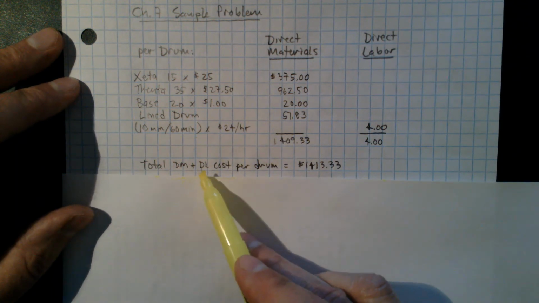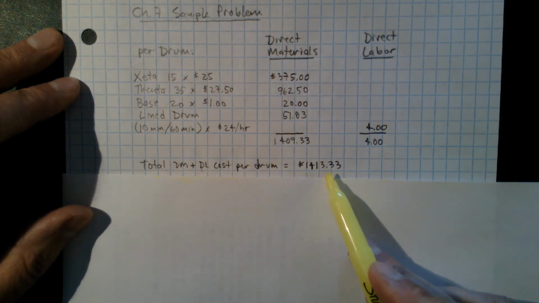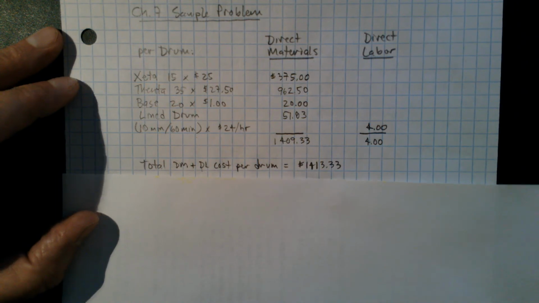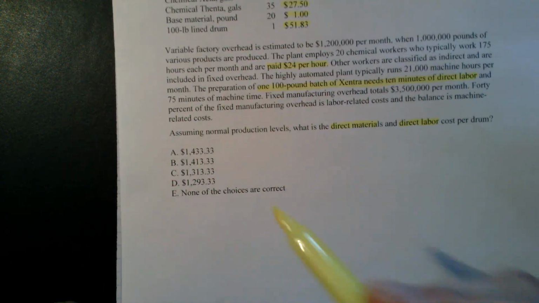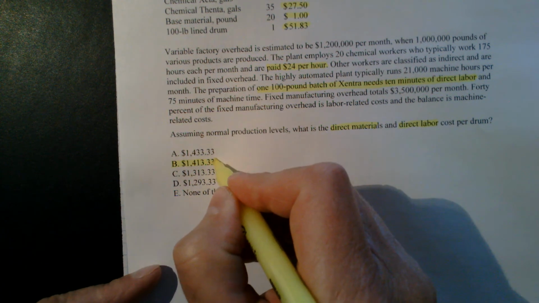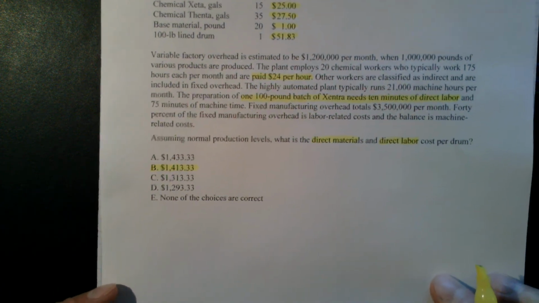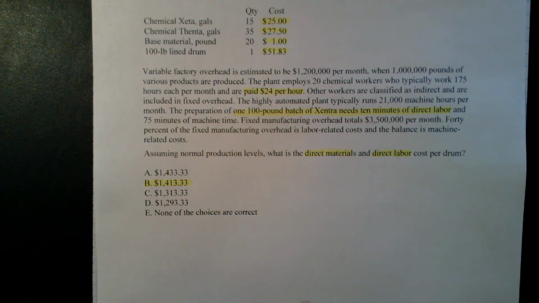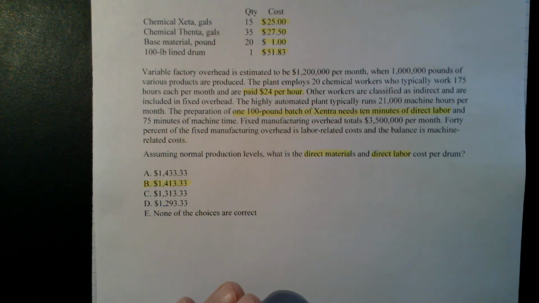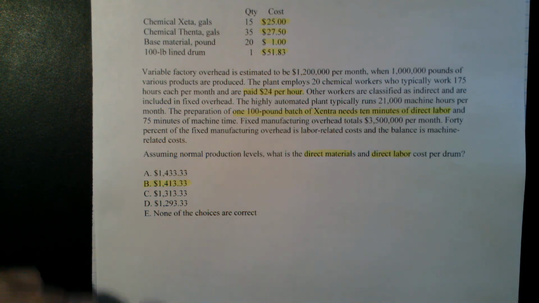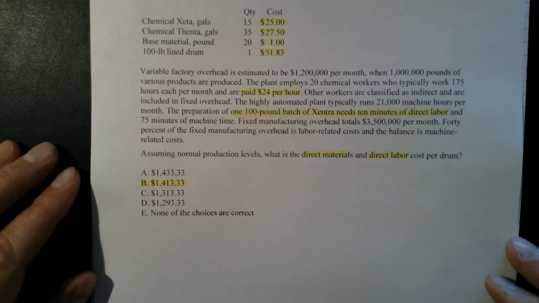So the total direct material and direct labor cost per drum is $1413.33. Look back at the problem here, and I can see that the answer to the problem is $1413.33. So these problems, as you're working through your homework, I would recommend doing them on paper like I just did here, and then selecting your answer in the software package.